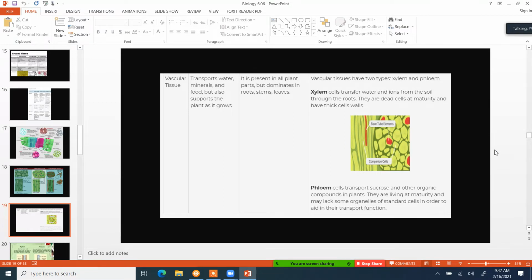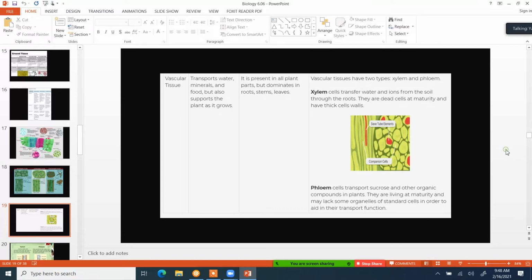So xylem cells transfer water and ions, and they're dead, just like the sclerenchyma. They're dead. And then phloem. It's pronounced phloem.